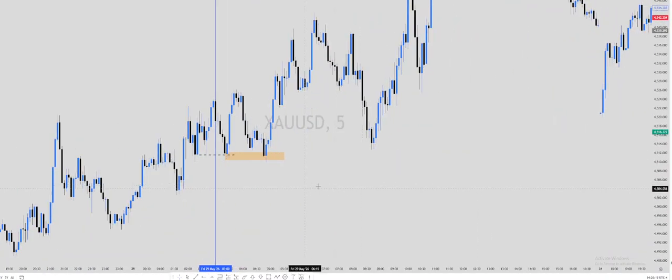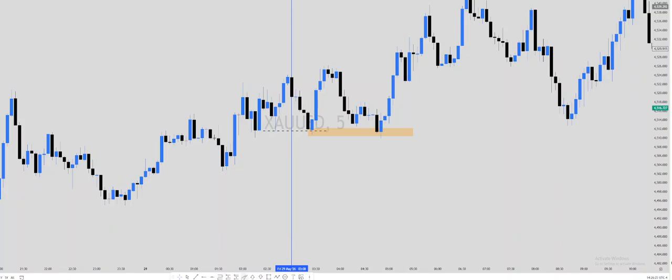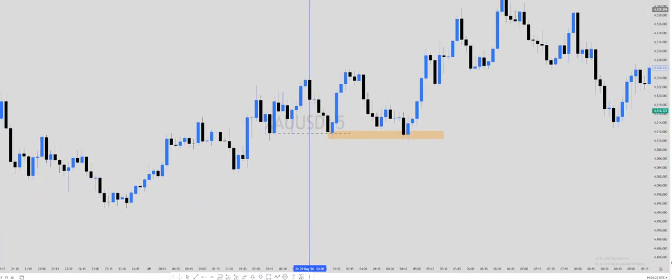Next, we have at 3 a.m. price opens at this point. The blue line is indicating the 3 a.m. London Silver Bullet. Price opens at this point. We have a buy side liquidity at this high and a sell side liquidity at this low. Price took the sell side liquidity. We could have a confirmation here. We can buy from here targeting previous high. This is also a great trade.